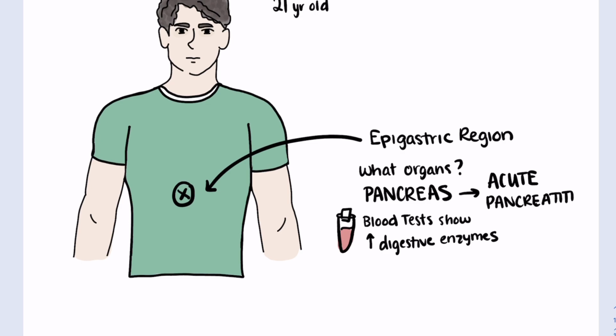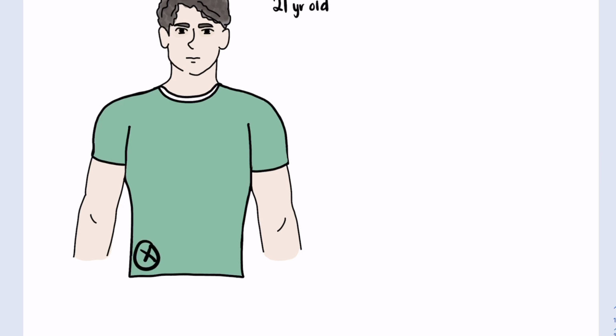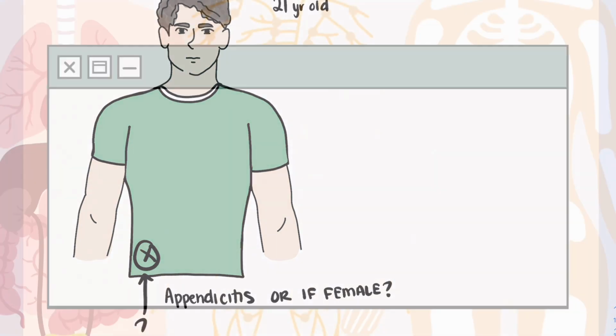Now, what if we had everything the same, but he pointed to the right iliac region? We would think appendicitis, or say your roommate wasn't a male, it was a female, and she just finished her menses a week and a half ago. Maybe it's ovulation pain. See how important location is? Knowing where things are is one step closer to solving mysteries and understanding the body.